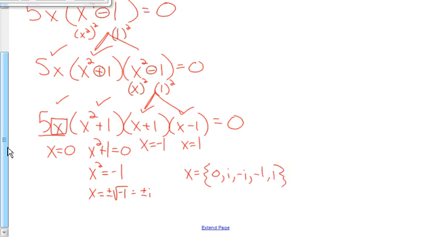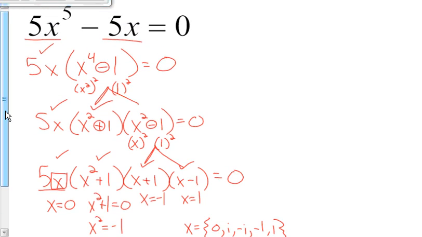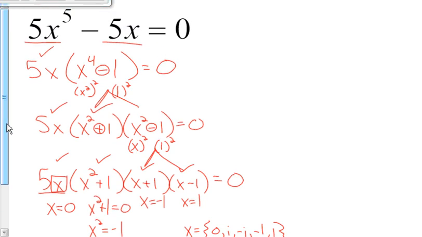So those are the 5 solutions, and we expect that because our degree is 5, and so we should expect to have 5 solutions in the end.